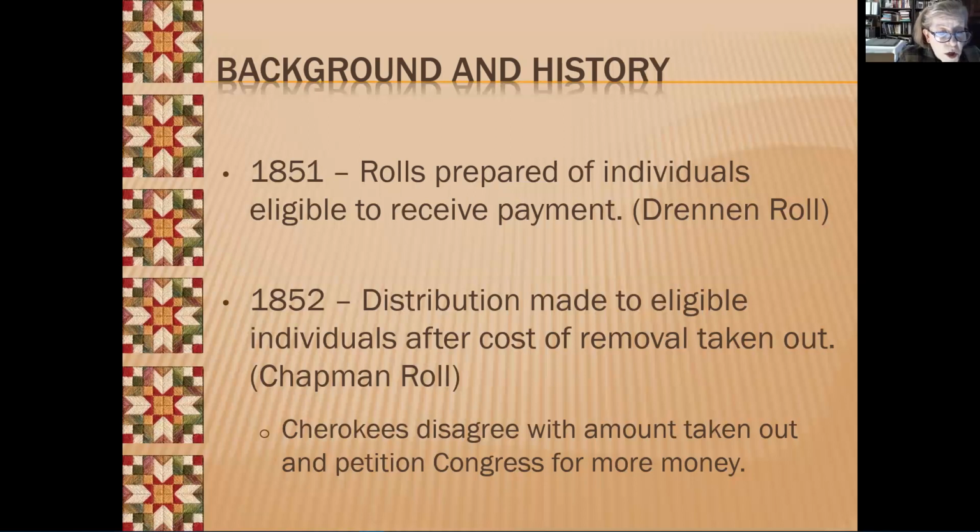So in 1852, the Chapman roll was the actual list of the individuals who received distribution. But notice that the government took out of that distribution the cost of the removal. And the Cherokees disagreed with the amount that was taken out. So right here, we've already got a problem. And this is a number of years after they removed. Even though they did get some money, they didn't get what they felt like they should get.